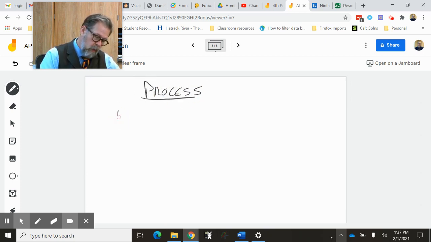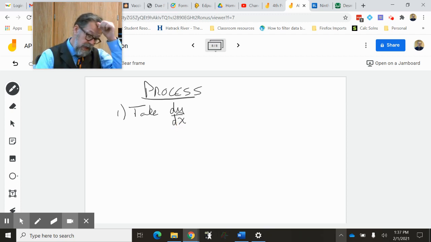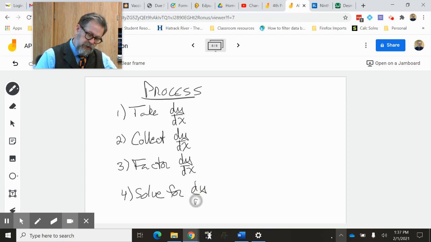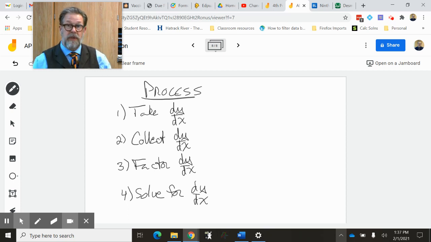All right, let's very quickly just write down this process. Number one, you're going to take the derivative with respect to x. You're going to use your chain rule. You're just going to work your way across. Number two, you're going to collect the dy dx terms on one side of your equation. Number three, you're going to factor out the dy dx. And number four, you're going to solve for dy dx, which, since you just factored, is generally just a matter of dividing by the stuff that you were left with when you factored.